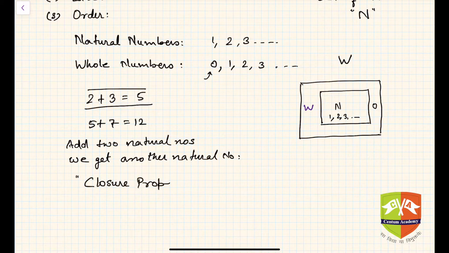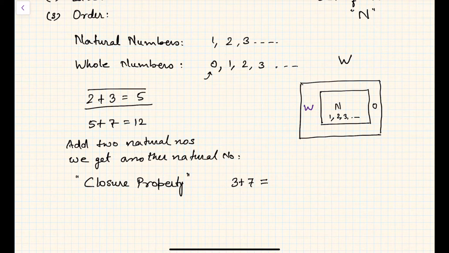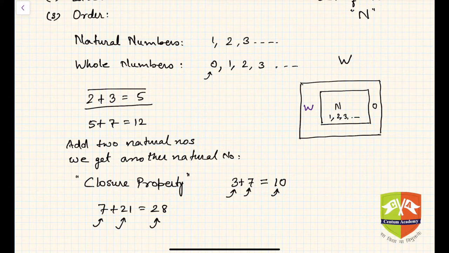Why closure property? Because to find the solution of a sum like 3 plus 7, you will get the solution in the set of natural numbers only. That means if you add a natural number to another natural number, you will get another natural number, right? So hence, we don't require any other new number outside the set of natural numbers to find the solution of any addition operation, right? You take any number of examples. Let us say 7 plus 21 is 28. Again, if you see, this is one natural number added to another natural number, you get another natural number, right?